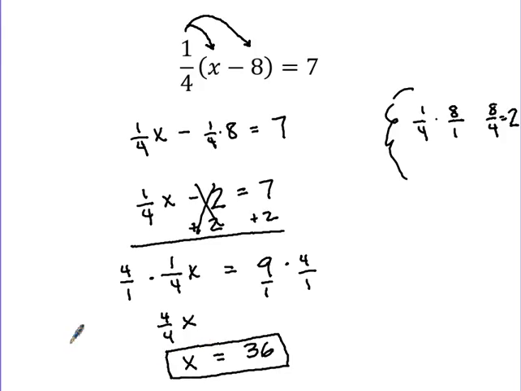So again, the little trick that we worked on here is if you have a fraction connected to your variable and you have to get rid of that fraction, just multiply by the inverse.